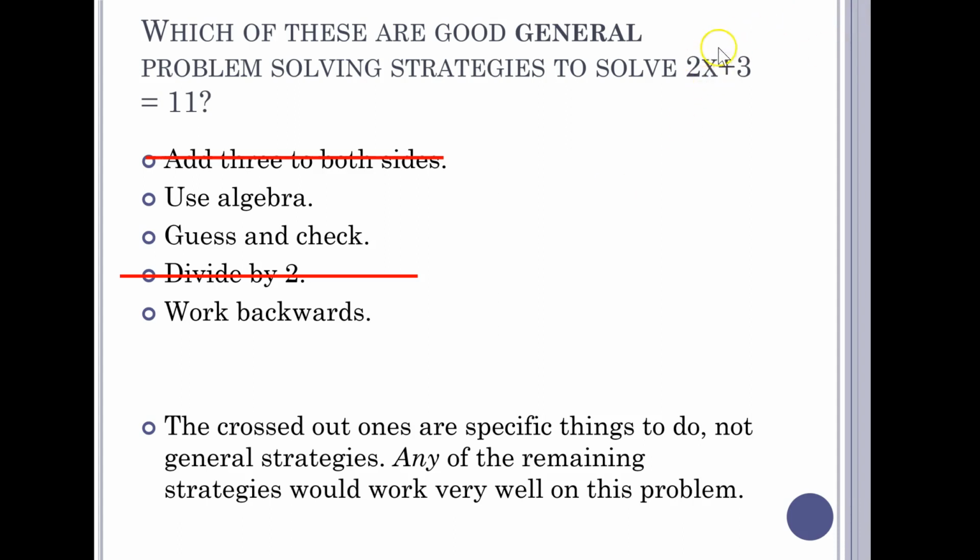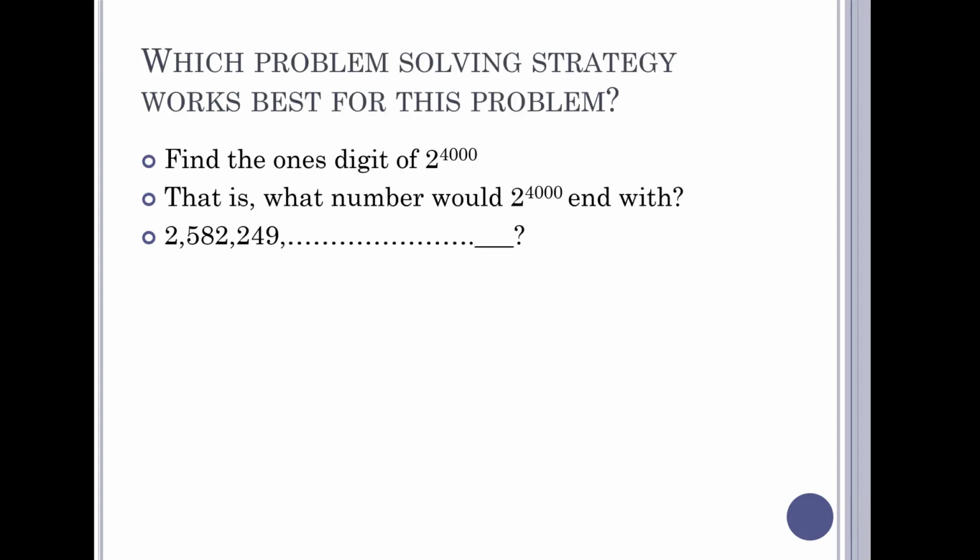So you can guess, I guess the answer would be 2. Let me see if it works. 2 times 2 is 4, plus 3, that's 7, that's too low. So let me guess 3. 2 times 3 is 6, plus 3 is 9, too low. How about 4? 4 works. So you can see, that's guess and check, right? Guess and check is fine there. And you can also work backwards, which we'll talk about in a minute.